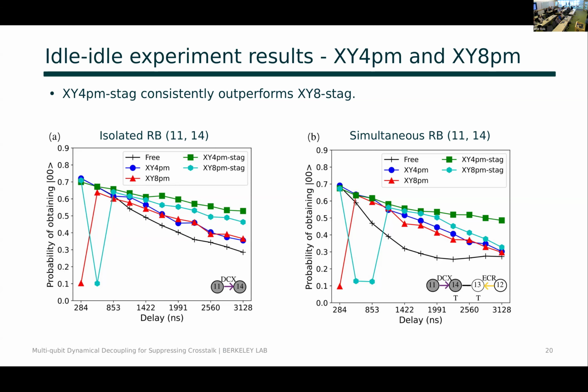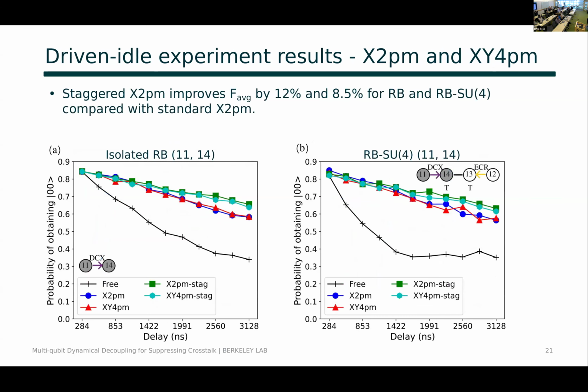And also, we see some outliers here. It's not unique in our experiments. We also saw similar behavior in other papers. So there is some complicated noise on the quantum hardware that we are not aware of. Since XY8 does not outperform XY4, for this driven idle experiment, we only show the results for X2 and XY4. And again, both of them outperform the standard DD version.